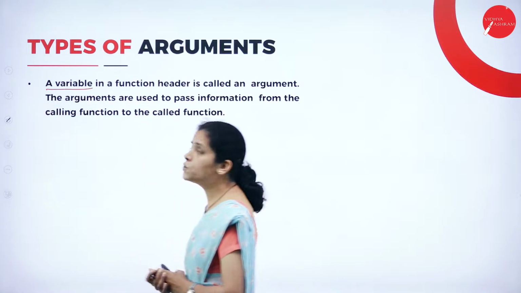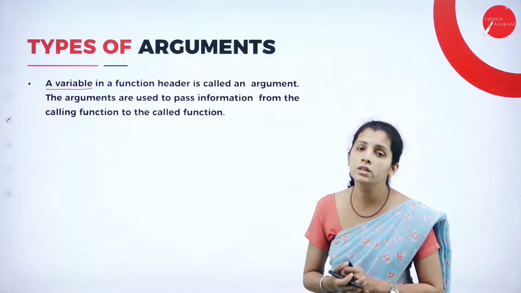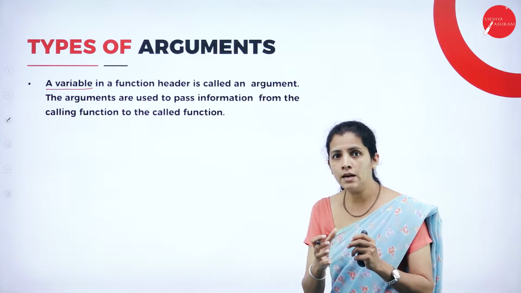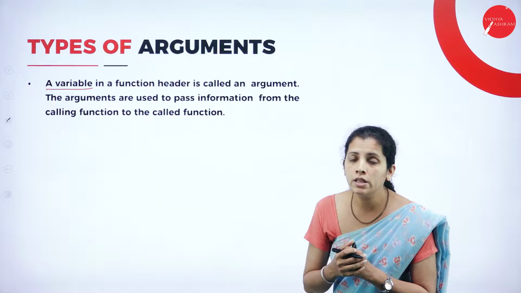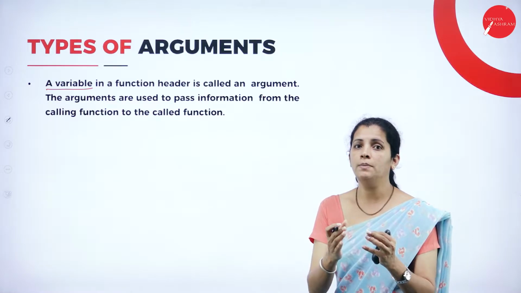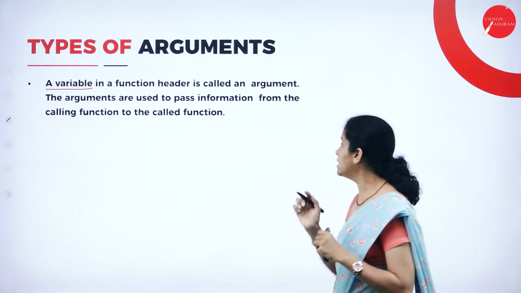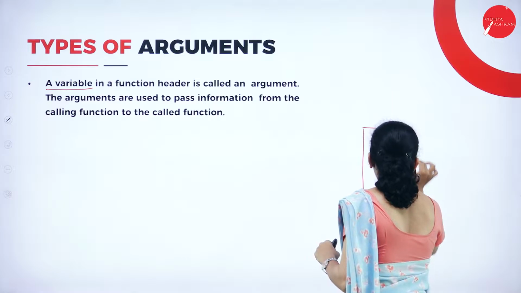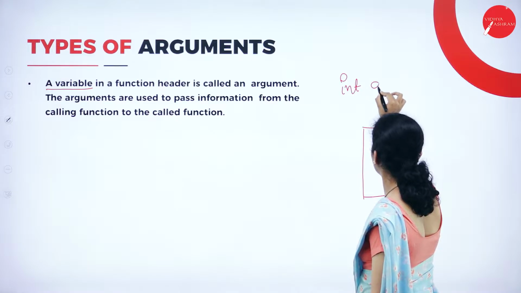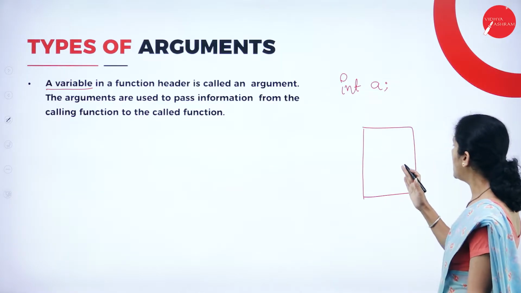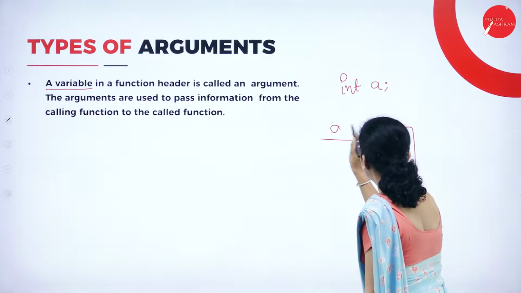So what is a variable here? Variables are used to hold the value. Variables are nothing but the name given to the memory location. That means when I define any variable, that is directly going to point to the memory location. For example, if I write int a, now think that this is my memory and a is going to point to the memory.